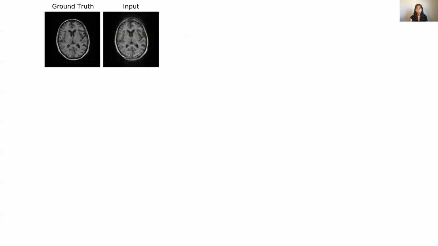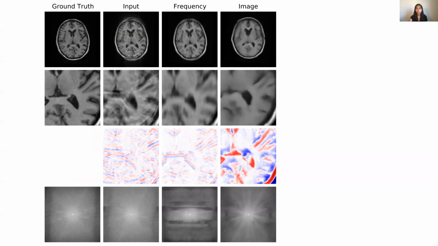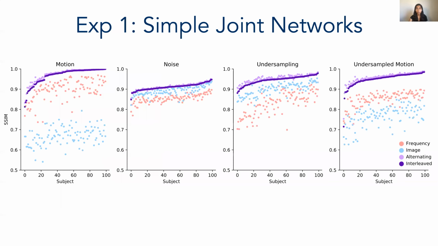The first column shows the ground truth we're trying to reconstruct, while the second shows the simulated motion corrupted input. In addition to the full image, we're also visualizing a zoomed in patch, the patch difference image, and the k-space for each image. These next two columns show reconstruction from the pure frequency space and pure image space baselines. Finally, the last two columns show reconstructions from our joint networks. Our networks produce sharper, more accurate reconstructions than the single space baselines. And while I've just shown one example here, this trend holds very consistently across test examples.